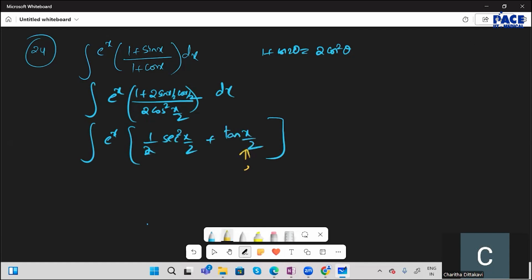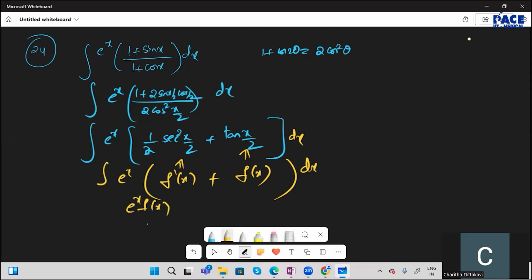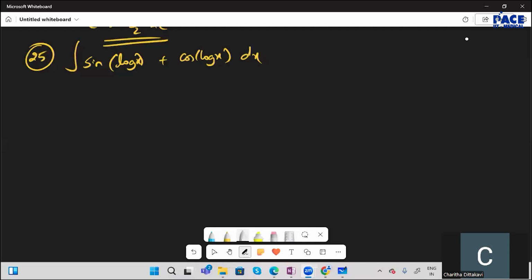Now observe the same thing. This is your f of x. This becomes your f dash of x. But the formula now is the integration of e power x into f of x plus f dash of x dx, which is nothing but e power x f of x plus c. So the final answer is e power x into f of x, which is tan x by 2, plus c. Clear at that?